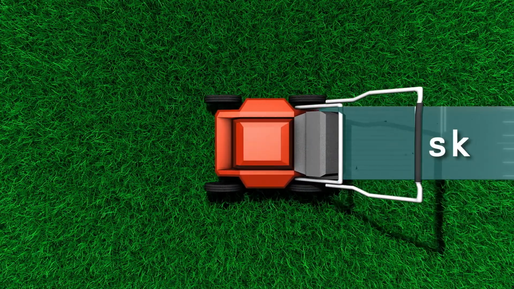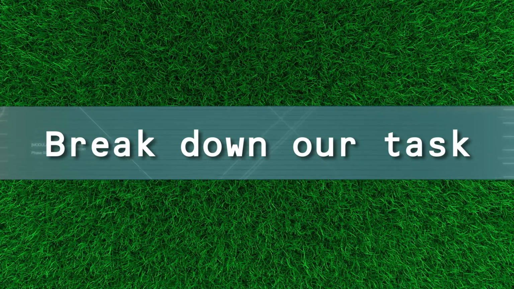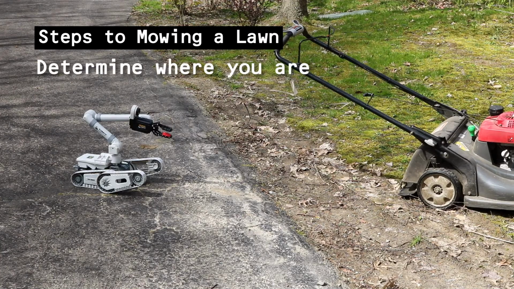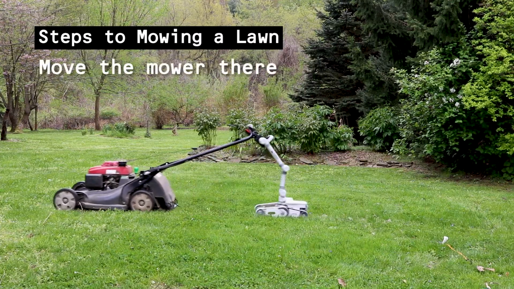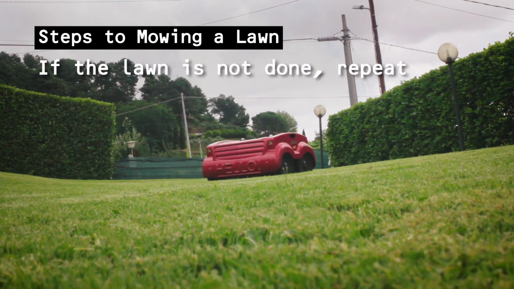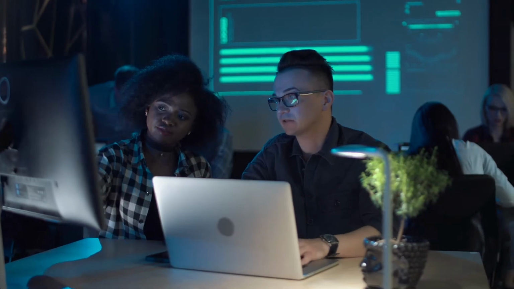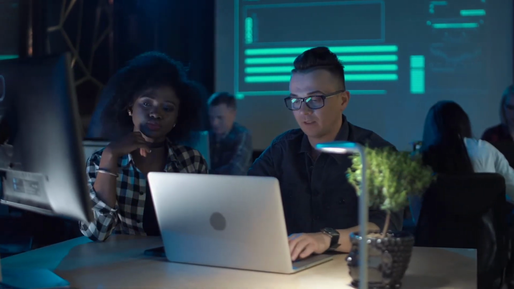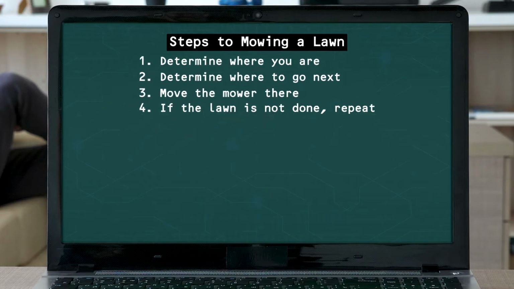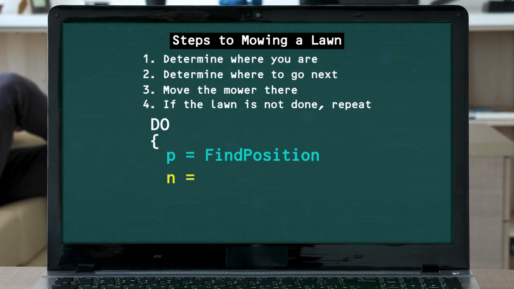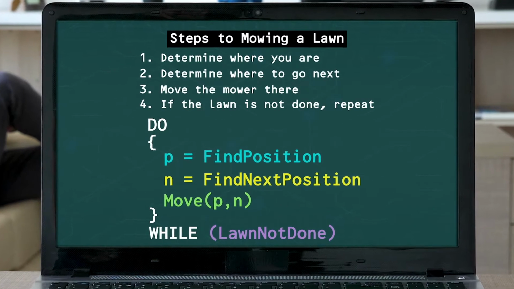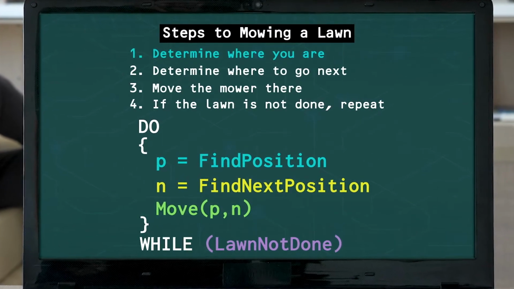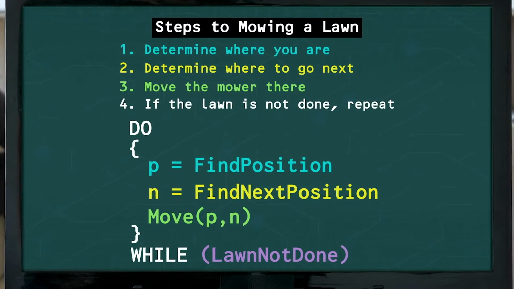In the lawn mowing example, we simply have to break down our task. The robot needs to determine where it is now, figure out where to move next, then go there. And it needs to know when the lawn is completely mowed. And those simple instructions equate to what a computer programmer would write to accomplish the task. Find your position, find your next position, move there, all the while monitoring itself to make sure the work is done. You can see how the program corresponds with the instructions.